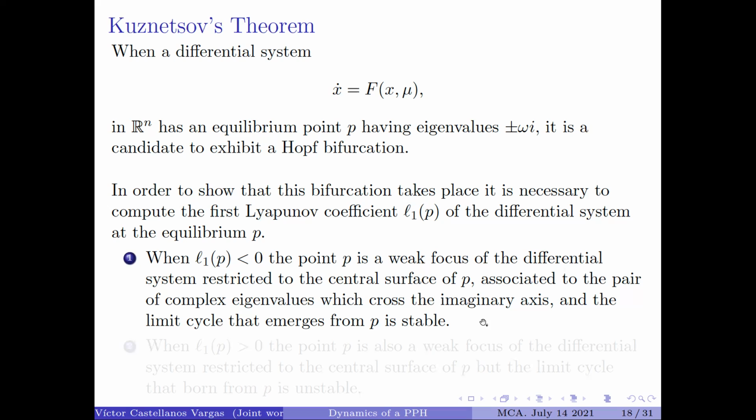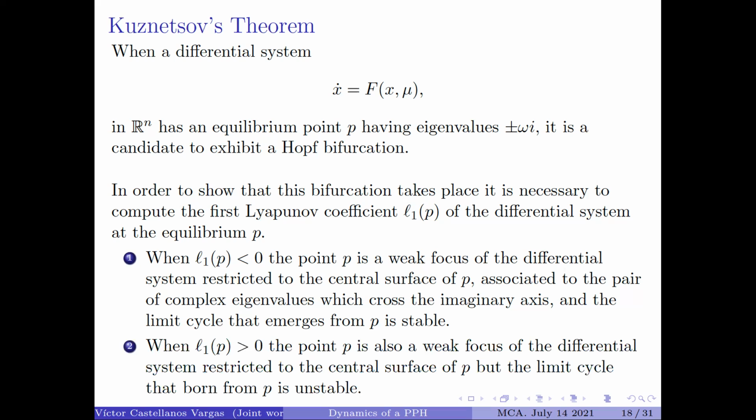For this to occur, we need that the eigenvalues cross the imaginary axis, that is, we need to prove that the derivative of the real part of the eigenvalues is not zero. When L1 of P is greater than 0, the point P is also a weak focus of the differential system restricted to the central surface of P, but the limit cycle that is born from P is unstable.